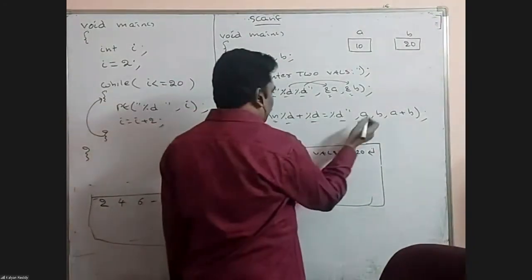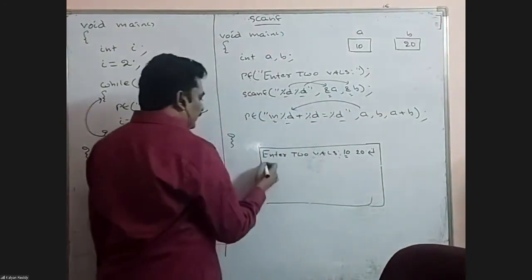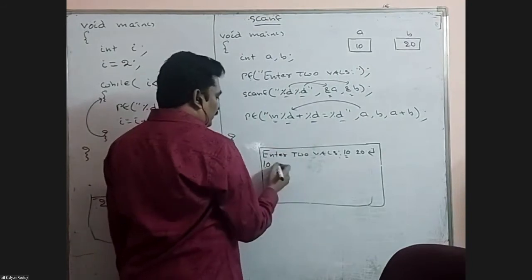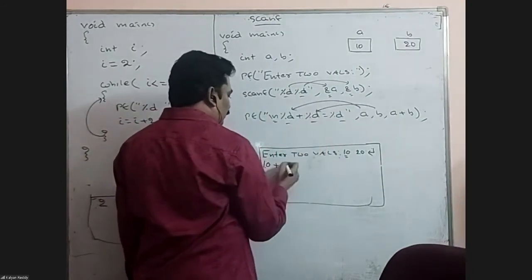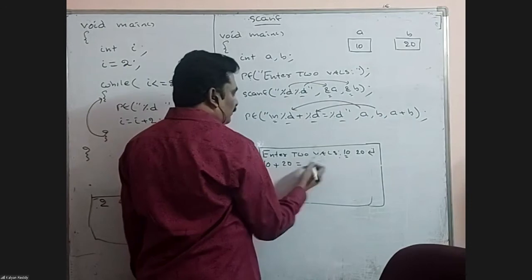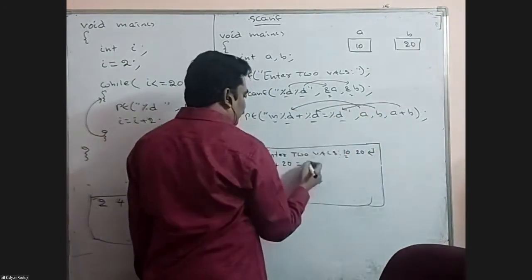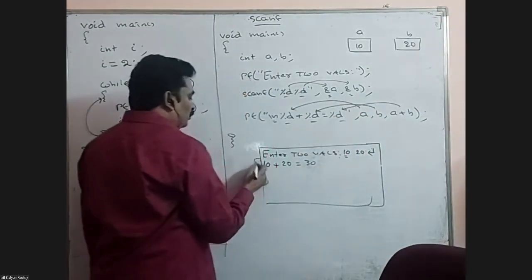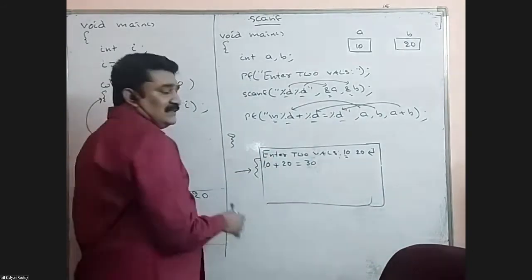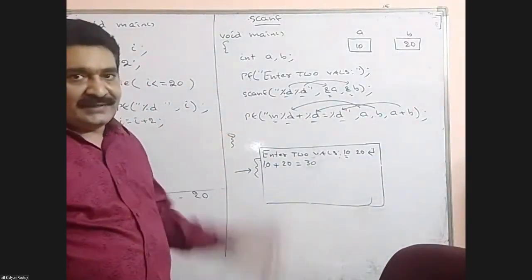Printf percent d. The value of A is printed here, nothing but 10, plus symbol. The value of B printed here, nothing but 20. Next, equal to symbol, nothing but A plus B, nothing but 30. That means based on the given input, output came. Like this, whenever it is required to give inputs to the program, you can give like this.